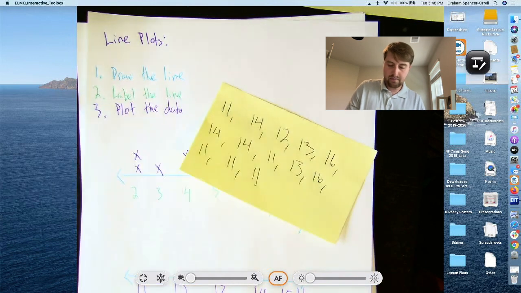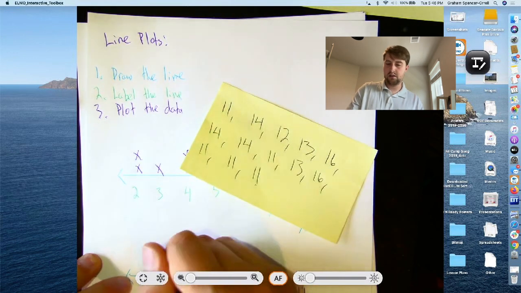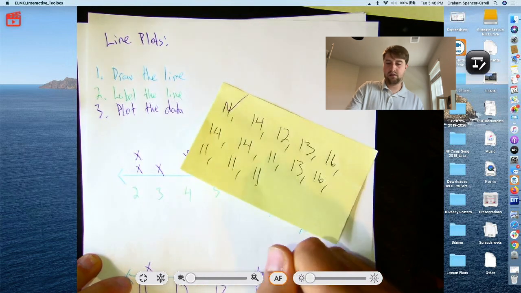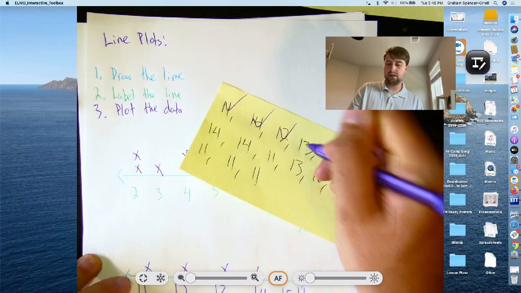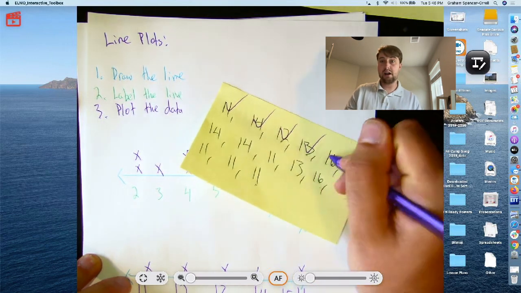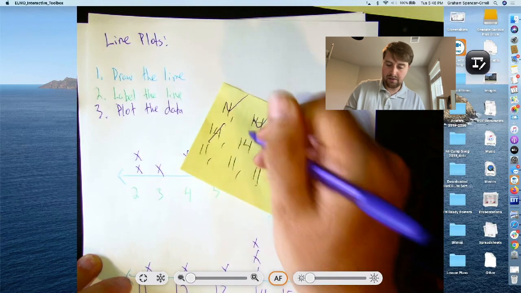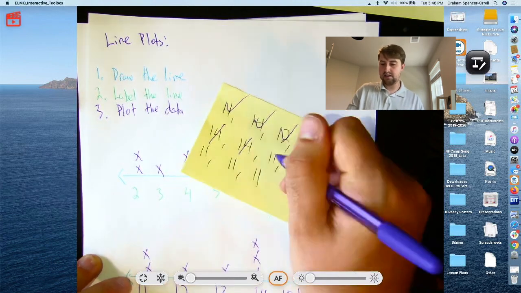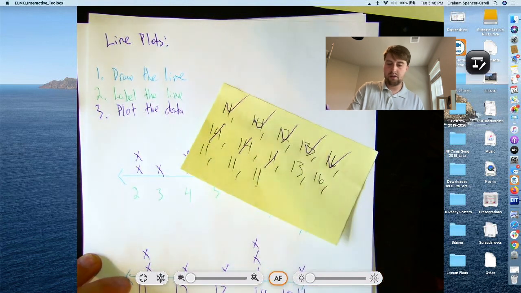So we have an 11, 14, 12, 13, 16, 14, another 14. Now you don't have to mark them off. I like to so I don't get lost, but it's completely up to you. Then we have a 13, another 16, and then one, two, three more 11s.